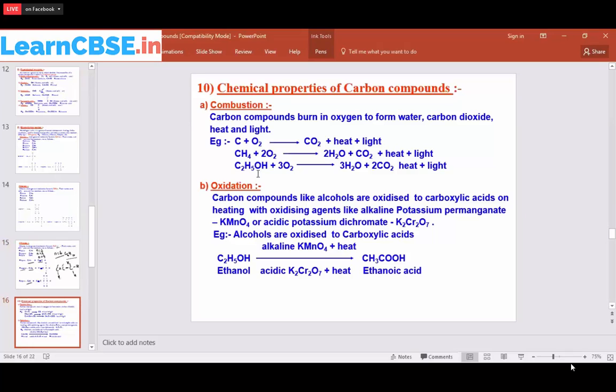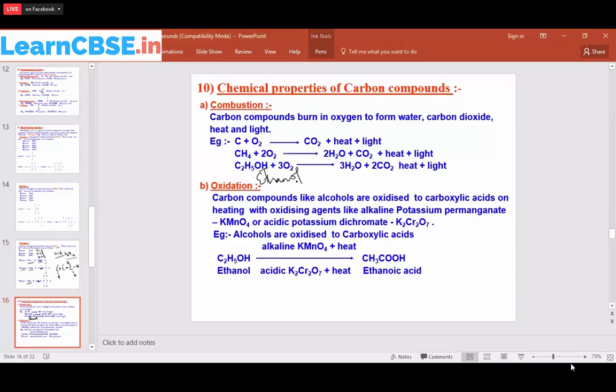C2H5OH. Now OH is there, so definitely an alcohol group is present over here. And C2, so there are two carbon atoms present over here. So this is eth-, this is ethanol.